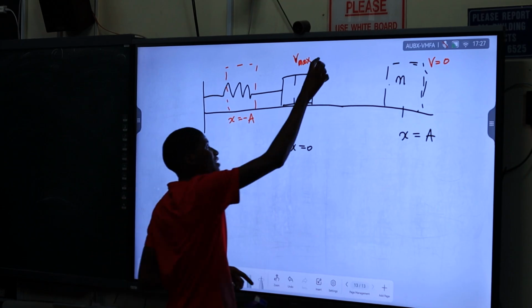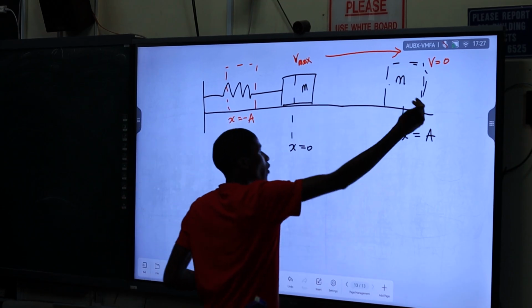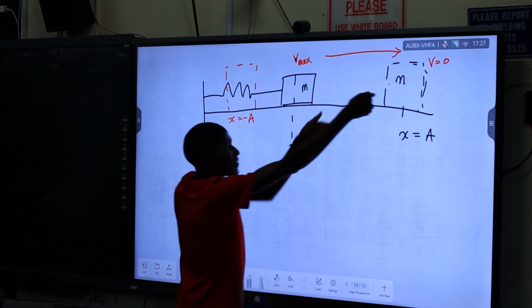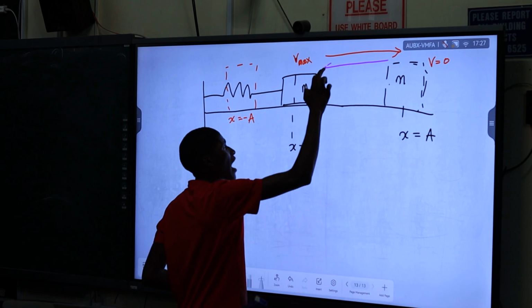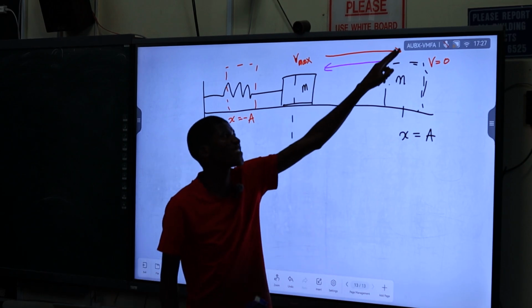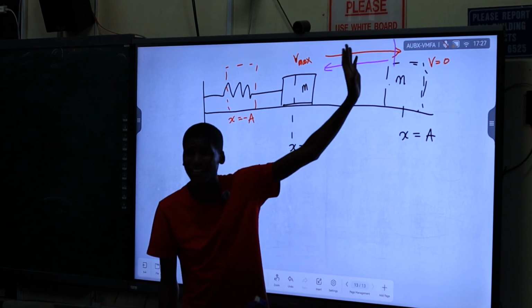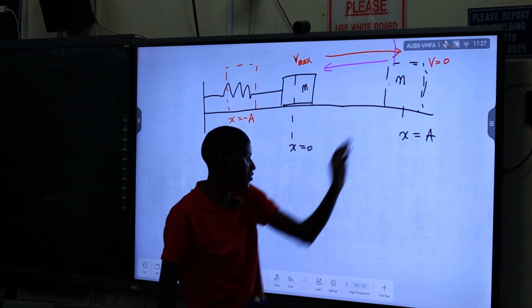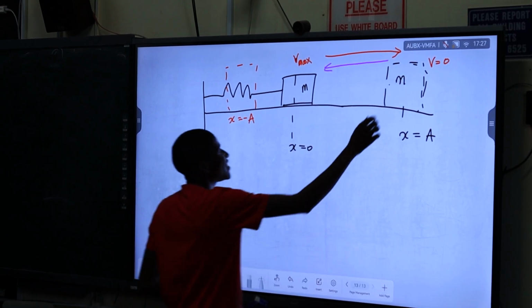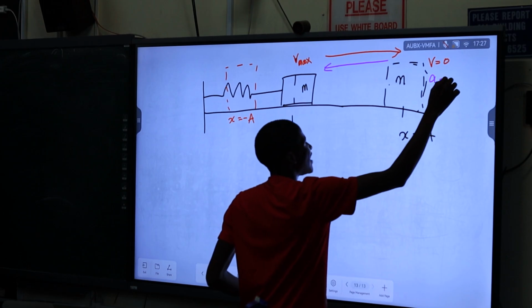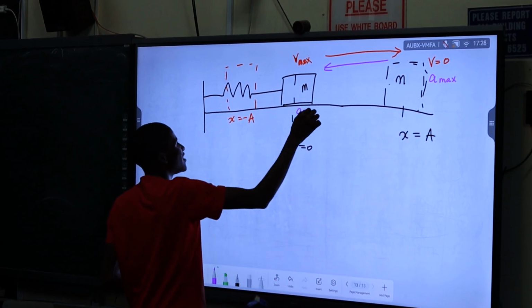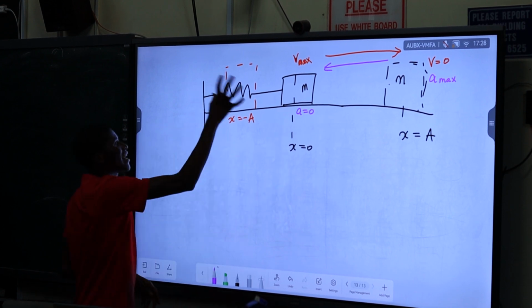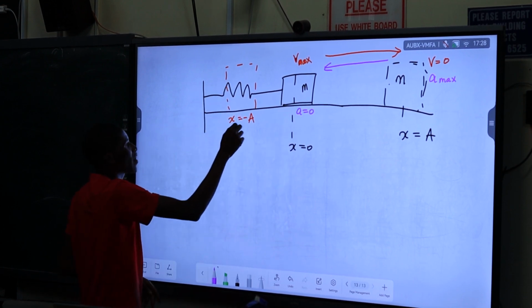Initially it was moving in this direction, but now when it needs to come back due to this spring's restoring force, it will need to reverse its motion. And when it reverses, it has to stop first. It cannot reverse without stopping. So the velocity is 0 here. Acceleration here is maximum. Velocity is maximum here. Acceleration is 0. And here the same applies. Velocity here is 0.